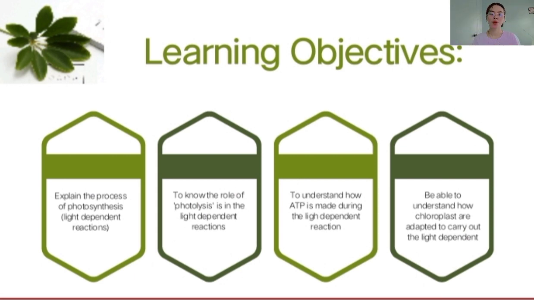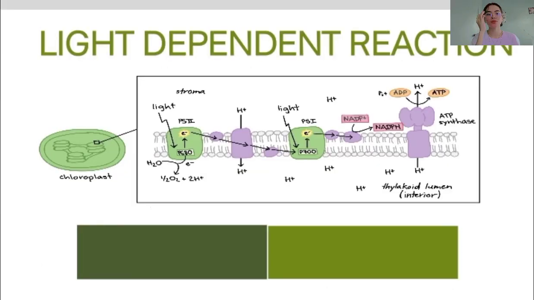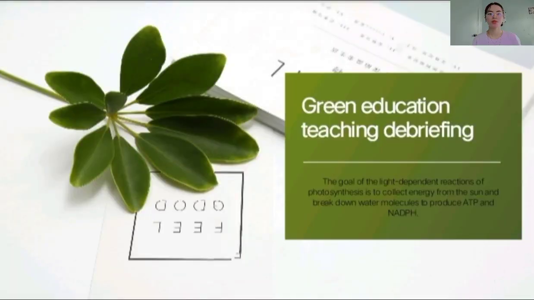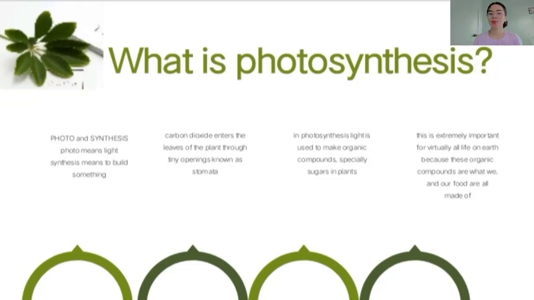Understand how ATP is made during the light-dependent reaction. Be able to understand how chloroplasts are adapted to carry out the light-dependent reaction. Photosynthesis uses light to build simple sugars like glucose, and we're also going to get oxygen gas as a product. Carbon dioxide enters the leaves of a plant through tiny openings known as stomata, and oxygen leaves the plant through those same openings. In photosynthesis, light is used to make organic compounds, especially sugars.